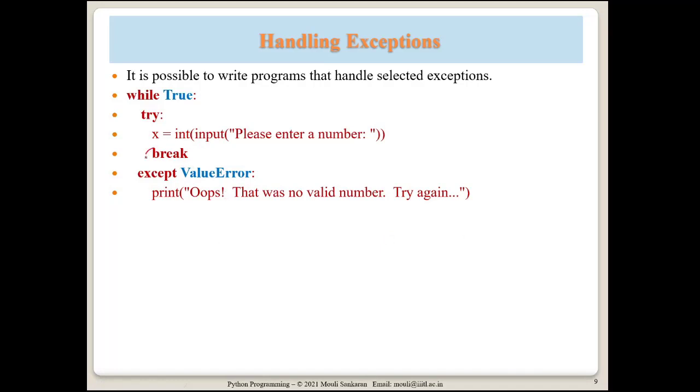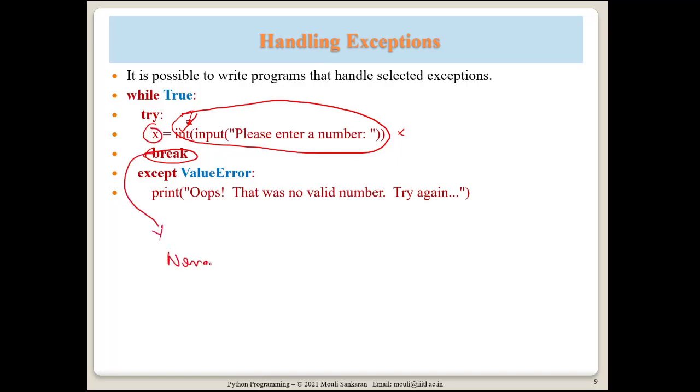Now when will this break be executed? It will be executed only when there is no exception from this conversion. Okay, when you are giving a valid number here, it will be converted to an integer. It will be assigned to the variable X. Then it will break from here. It's a normal flow, the normal flow when the input is a valid integer.